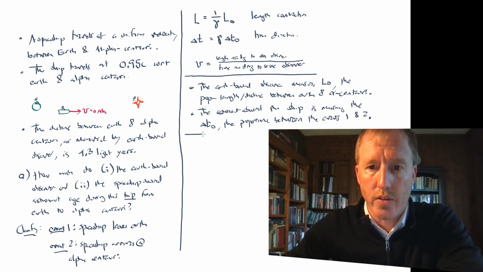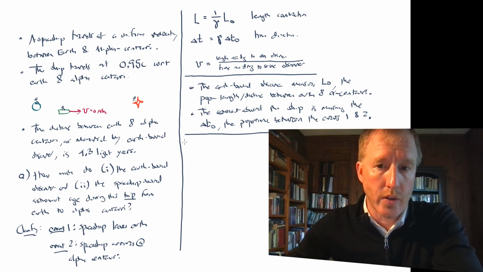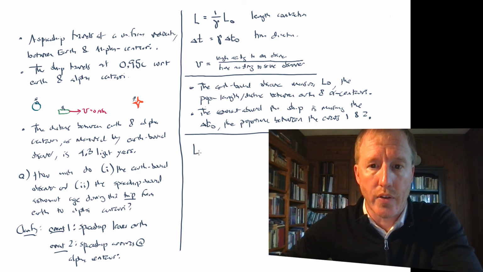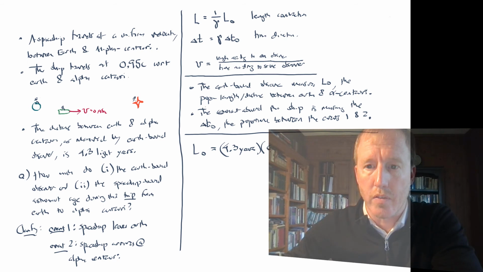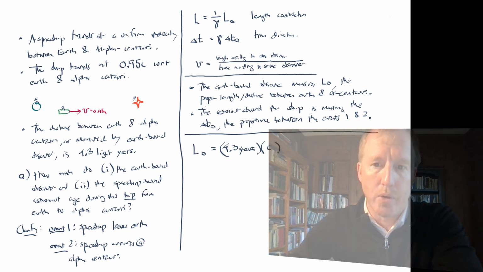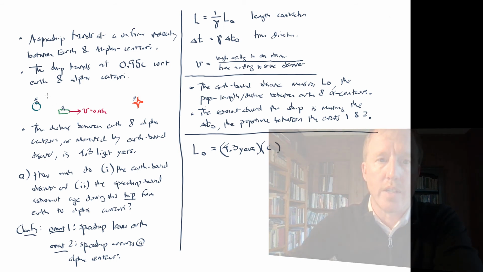Okay, so having put behind us those preliminary comments, let's write down some formulas. First of all, what is the proper length, L naught, between Earth and Alpha Centauri? Well, we were told that it's 4.3 light years. So another way of saying that is 4.3 years times the speed of light. We could write the speed of light in meters per year and then multiply by 4.3 years, and that would be the proper length or the distance between Earth and Alpha Centauri.